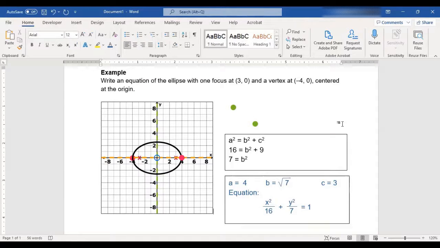All right, so there you go. That's how we can graph an ellipse and also use that to help us write an equation for the ellipse.